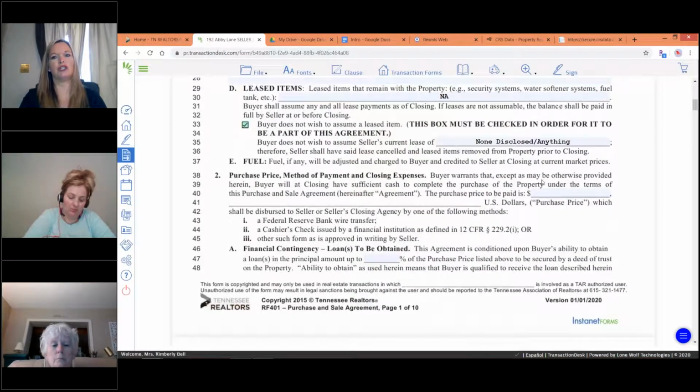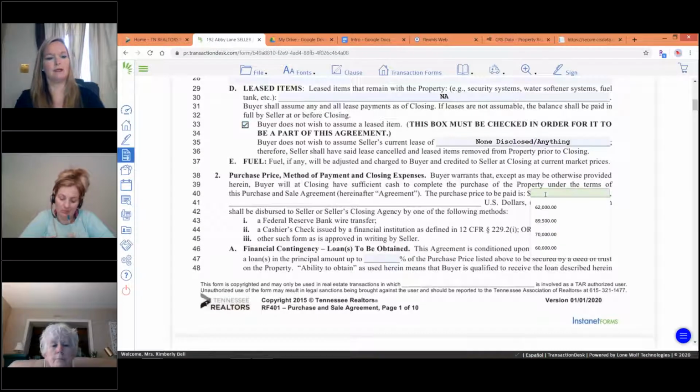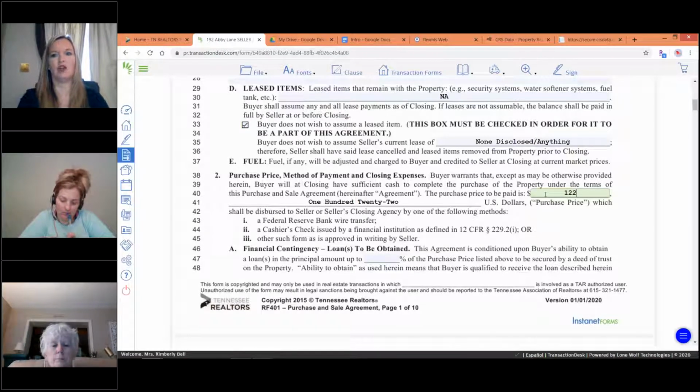So down here under purchase price, we're going to pay full price for this house because it's a great deal. And it's $122,000. Then we get down to line 46 and it talks about the financial contingency.